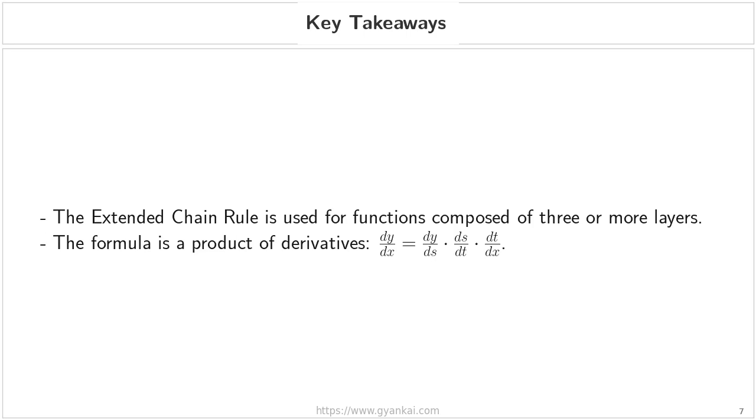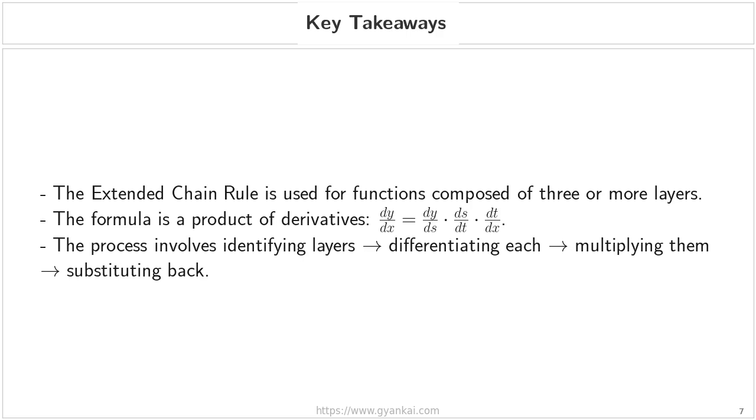Secondly, keep in mind that the formula is essentially a product of derivatives. To put it simply, the derivative of y with respect to x is equal to the derivative of y with respect to s, multiplied by the derivative of s with respect to t, multiplied by the derivative of t with respect to x. This is the mathematical equivalent of the gear system analogy we looked at earlier, where the total rate of change is the product of each individual stage.